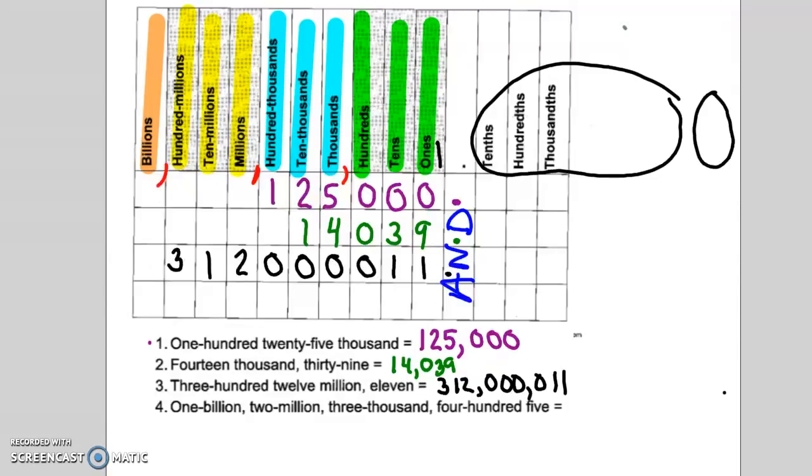Okay, last one. Number 4. 1,002,003,405. Okay, 1 billion. So that goes in the billions period. Good. Now we have 2 million. We don't have 200 million. We don't have 20 million. We only have 2 million. I'm just going to put a 2 there. 2 million. And we have 3,000. Alrighty, so that guy goes here. 400. Alright, a 4 in the hundreds column and a 5 in the ones column.